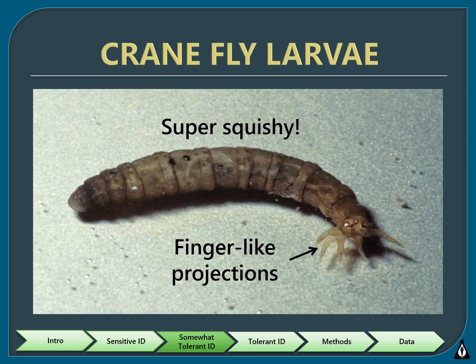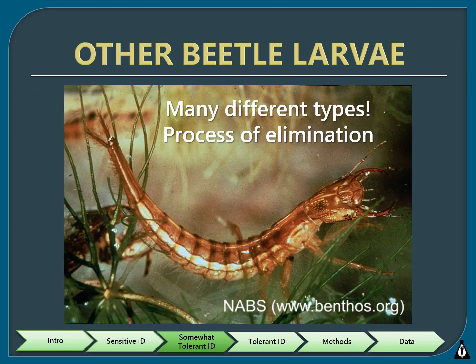Cranefly larvae are another aquatic true fly larvae. Most species are large, about the size of an index finger, and squishy. They have finger-like projections or a tulip-like bulb at the posterior end, which helps them anchor into substrate. When placed in a sorting tray with water, cranefly larvae can be very active and escape the tray.